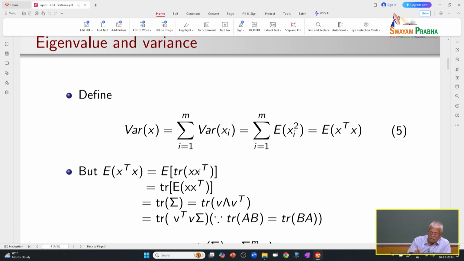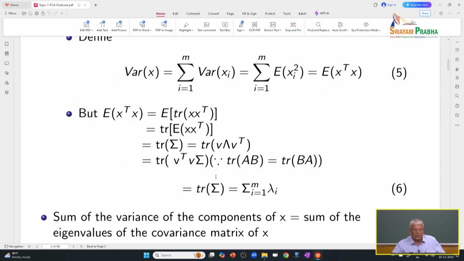And from the previous slide, that is equal to trace of V lambda V transpose. Again, trace of ABC is trace of BCA, trace of CAB, we have already seen that. That becomes equal to trace of V transpose V lambda. V transpose V is identity. Therefore, that becomes equal to trace of lambda. Okay, here the sigma must be lambda. I'm sorry. The sigma in here must be lambda. The trace of lambda is simply the summation of lambda i.